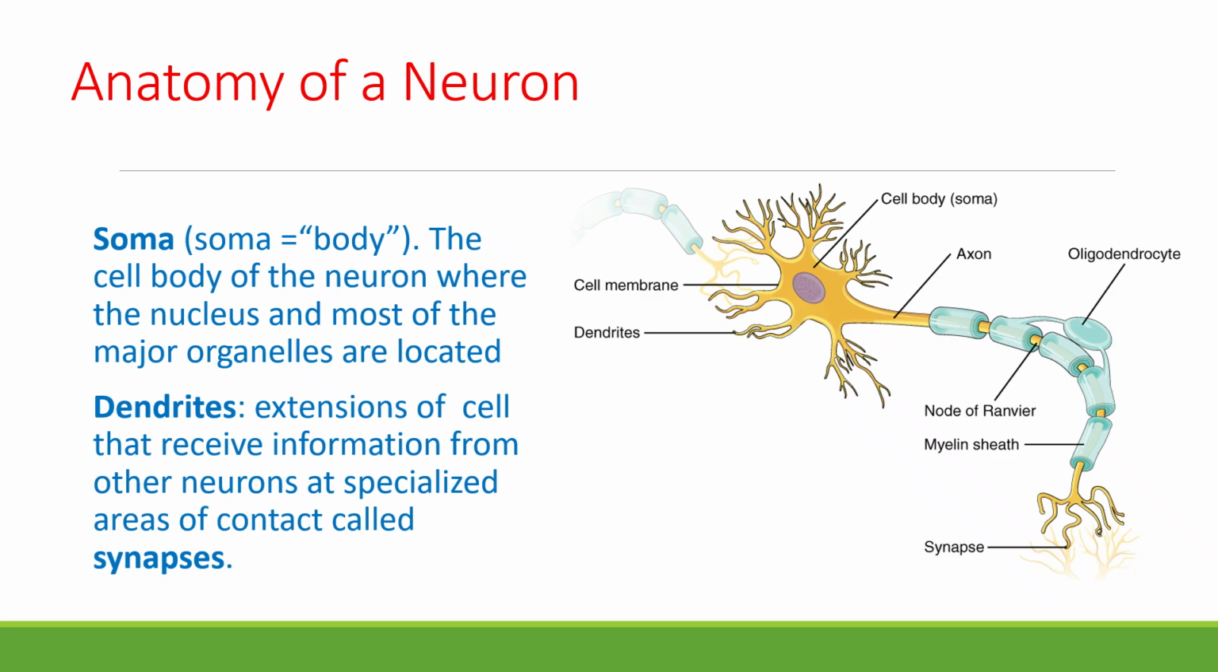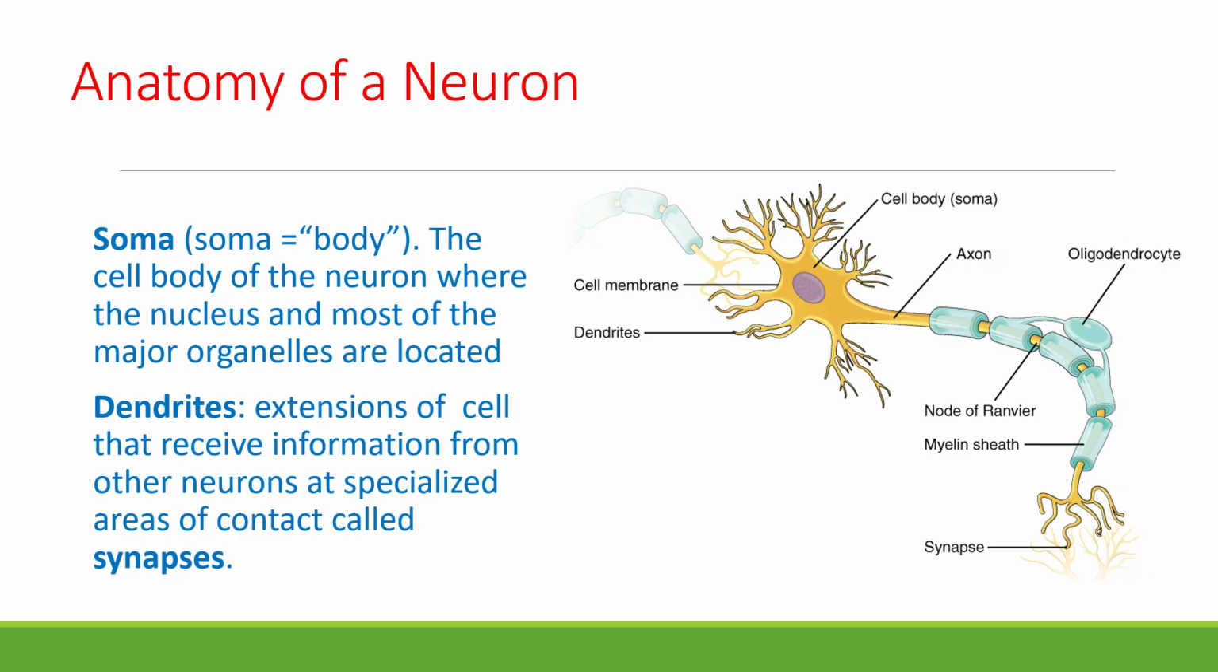So let's talk about the parts. The soma is the body, so the gold colored structure you see there. That's where you see your nucleus, which is the purple spot in the middle of that, and our major organelles are located. So we're going to see all of these organelles that we've seen in other cells. We're going to see them in a neuron as well.